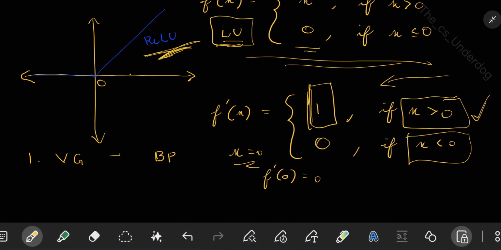Okay. What could be the second reason? This we already discussed in the starting of this lecture, that it is computationally simple. It is computationally efficient. So you know it is incredibly simple because it is max of 0, x. This is a very simple computation. So computationally this becomes very simple. So again, this is useful for your training.